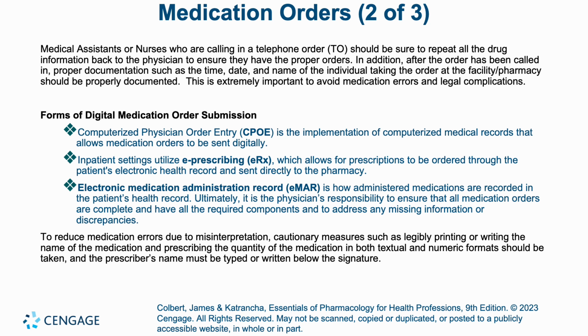What this is saying is if you are using a non-electronic record, you need to make sure that the printing is very legible, that it's clear exactly what is being ordered, and says both textual and numeric formats. So it might say QID and then in parentheses the number 4 times a day, something like that, so it's written both ways. I will say this is less common in current practice. We are typically more likely to use electronic records.